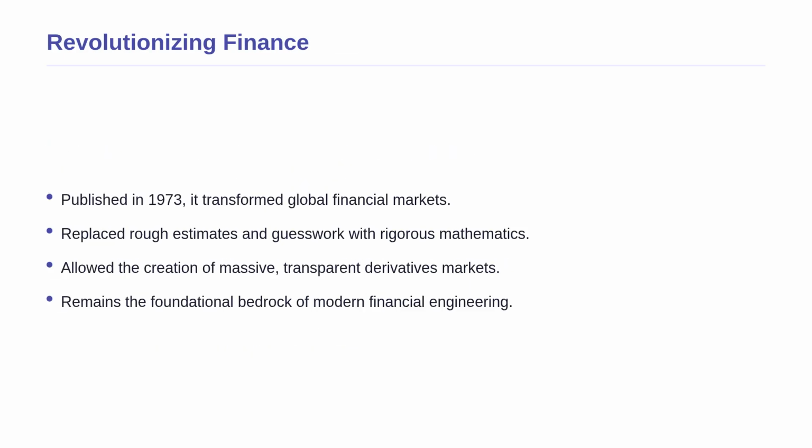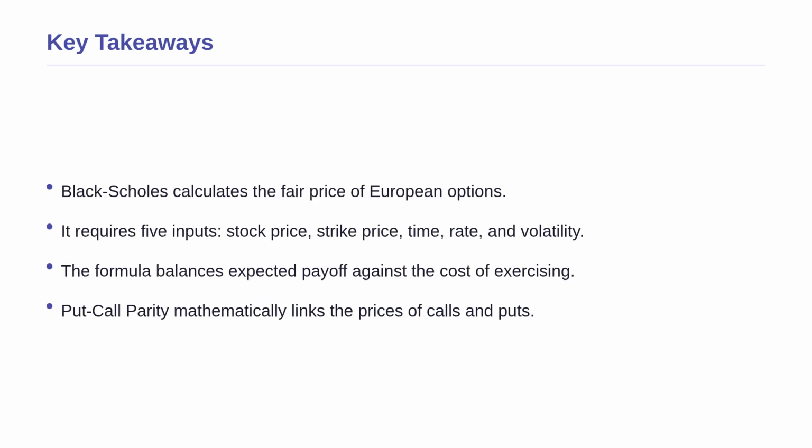Before we conclude, it is important to understand the historical impact of what we just learned. When the Black-Scholes formula was published in 1973, it completely revolutionized the financial world. Before this, traders had to guess how much options were worth using rough estimates and gut feelings, making the market highly risky and inefficient. By providing a rigorous mathematical way to price risk, this formula allowed the creation of massive global derivatives markets. Today, every major bank and trading firm uses variations of this exact formula to price millions of contracts every single second.